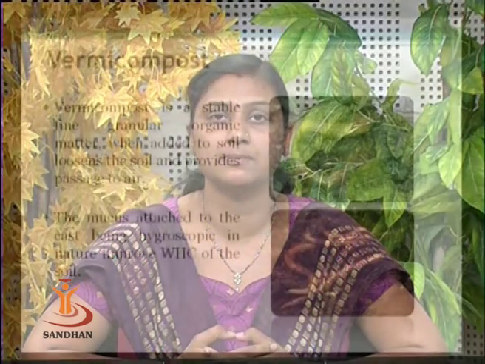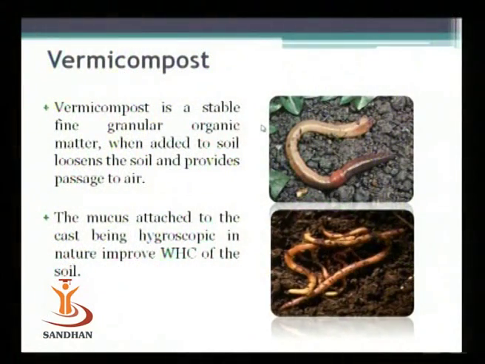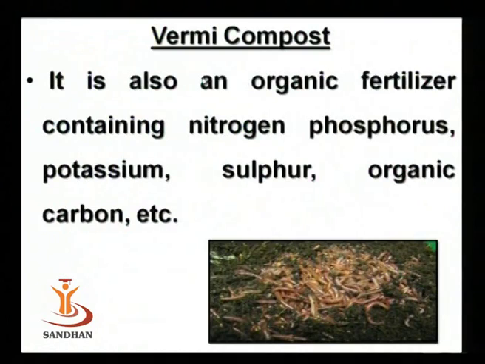That same concept is utilized in the preparation of vermi compost. By the application of different worms, the soil becomes fertile in such a way that it has high water holding capacity as well as many types of nutrients that otherwise are not available to the plant, and these can be supplied by vermi compost. So it is also an organic fertilizer containing nitrogen, phosphorus, potassium, sulfur and organic carbon, etc.